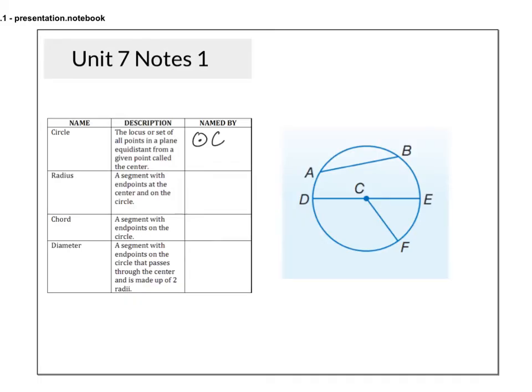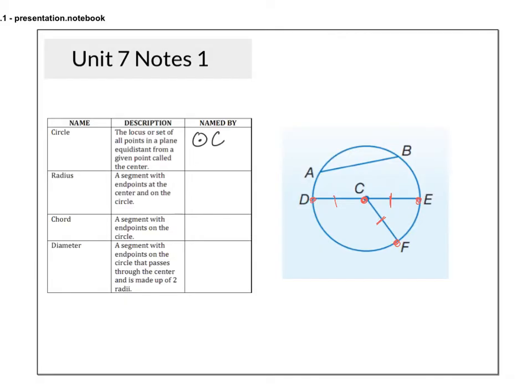Next, let's talk about the radius. A radius is a segment with endpoints at the center and on the circle. In other words, it goes from the center out to the edge of a circle. It's going to go halfway across the circle. So CF is a radius, CE is a radius, CD is a radius. And when you have more than one radius, you say radii.